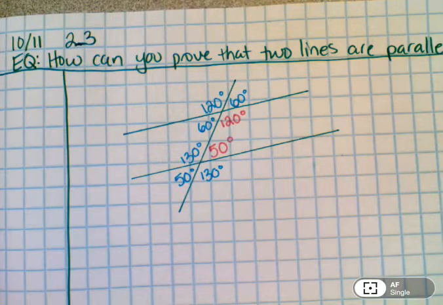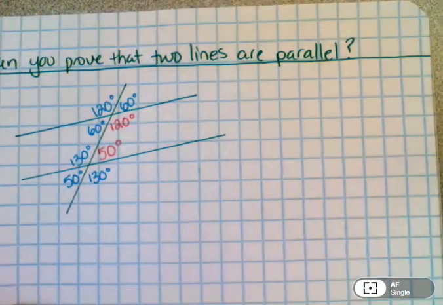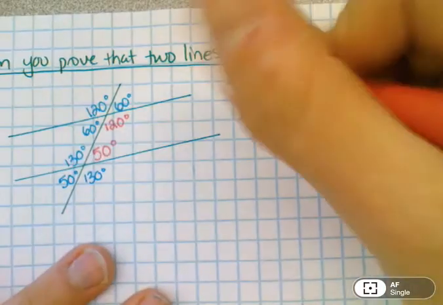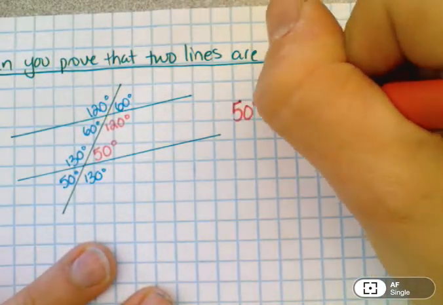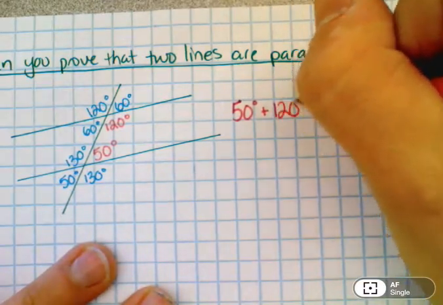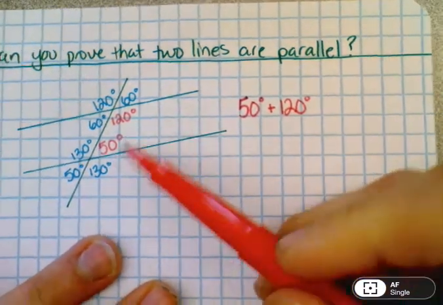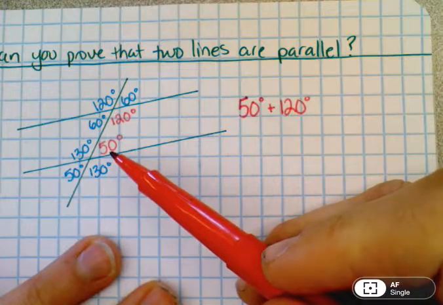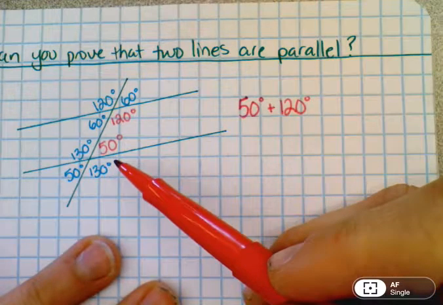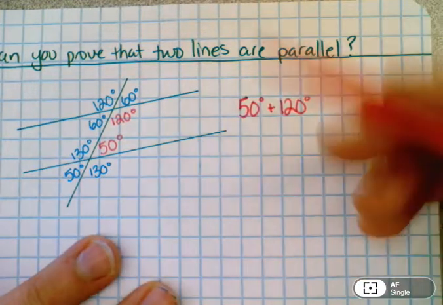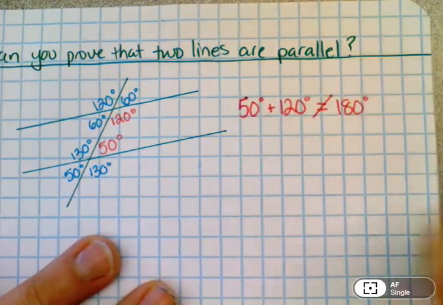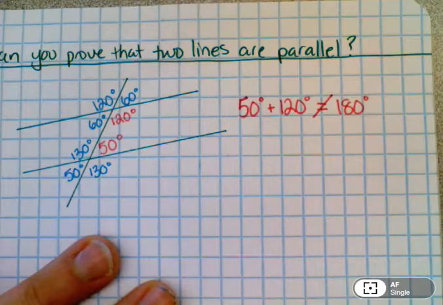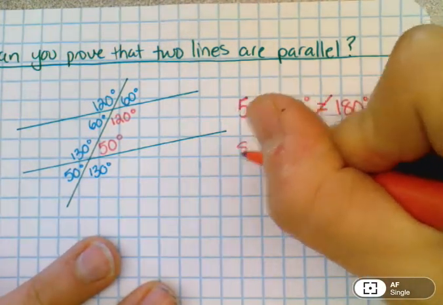And so what we're going to say off to the side is that the 50 degrees plus 120 degrees, these are same side interior angles, and we learned from our last lesson that same side interior angles should be supplementary. They should add up to 180, and in this case they don't. And so we're going to put a little slash through the equal sign.